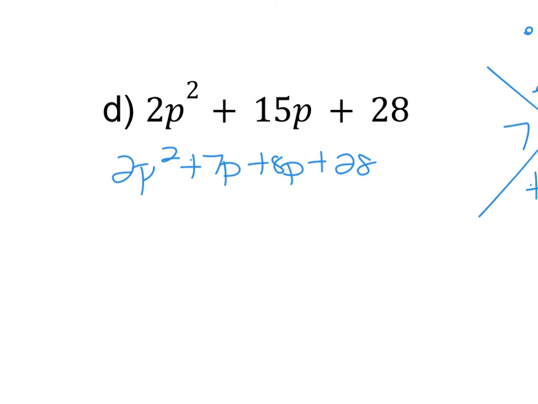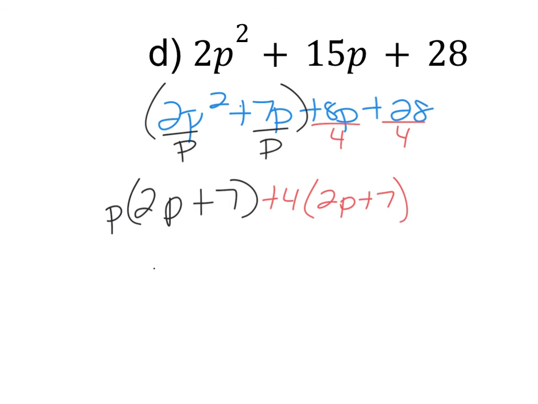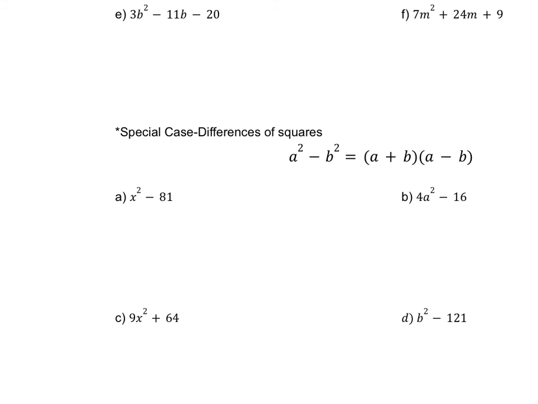Let's factor it. Out of these first ones, you can just take out a p, and you get p times 2p plus 7. Looks like out of this next one, you can factor out a 4. Yes. So positive 4 gives you 2p plus 7. The parentheses match. Sweet. So I have p plus 4 times 2p plus 7. Okay, I'm going to skip these next two and go to special cases.